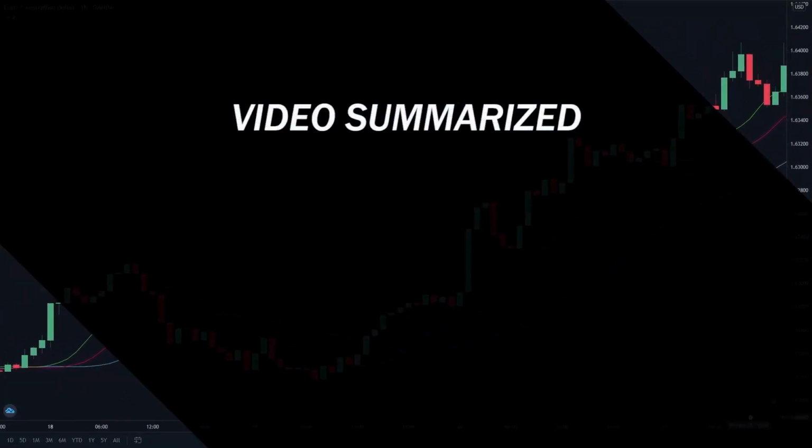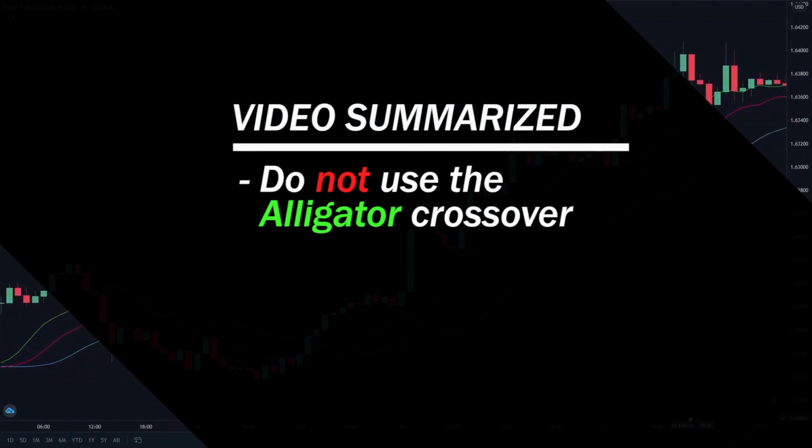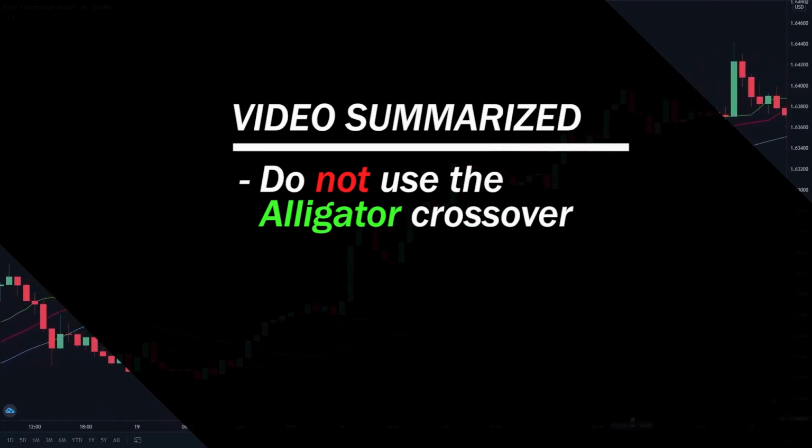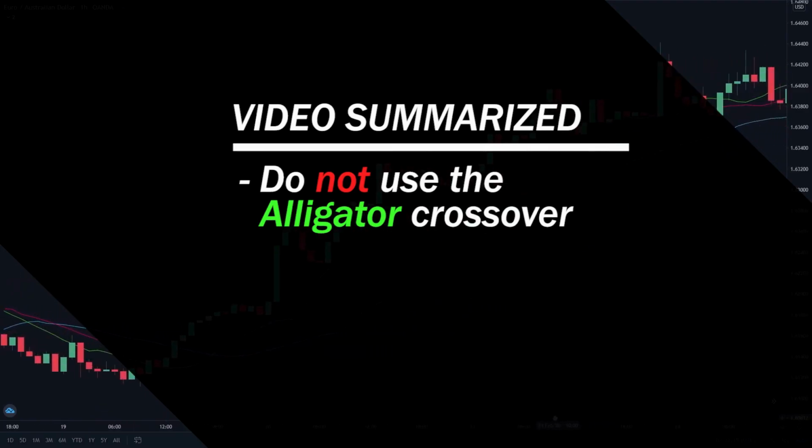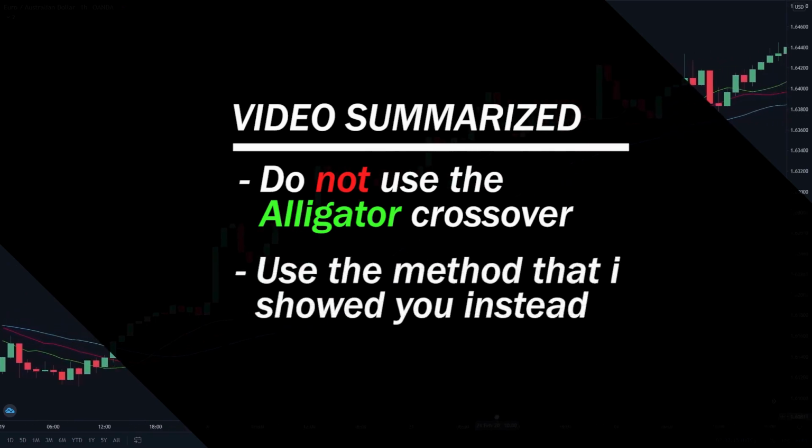So to summarize the video, do not use the alligator for the crossover strategy if you want to make money because it's a very late signal. Instead, use the method that I just showed you.